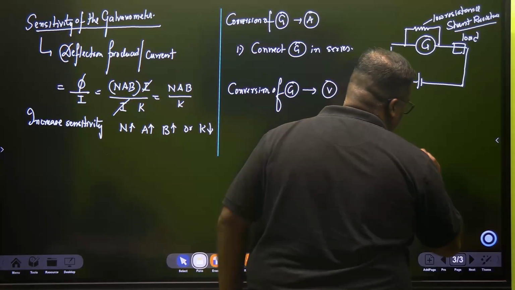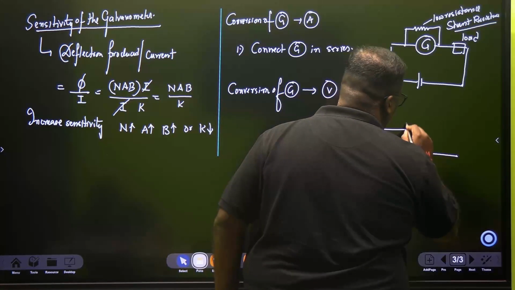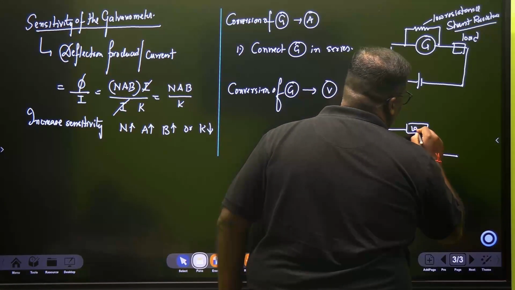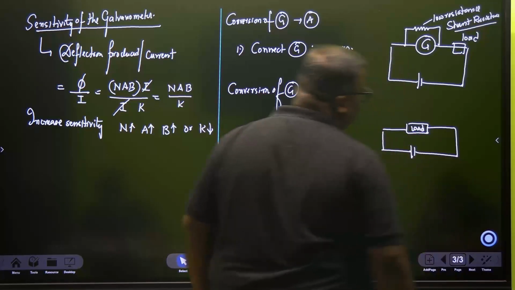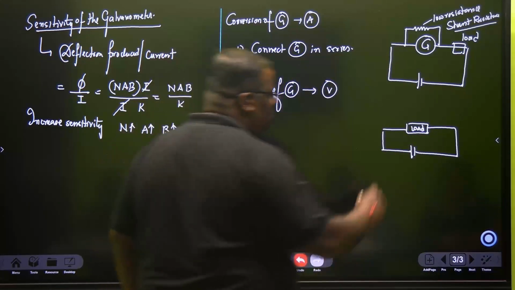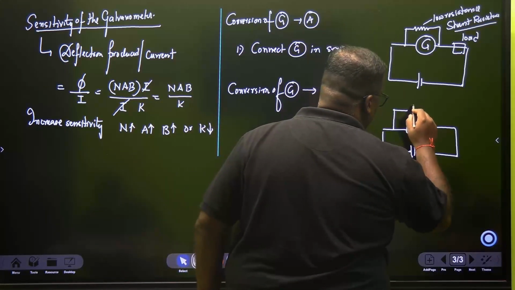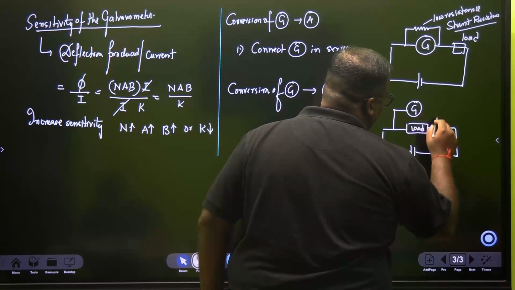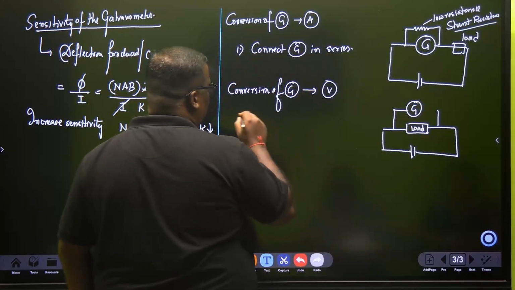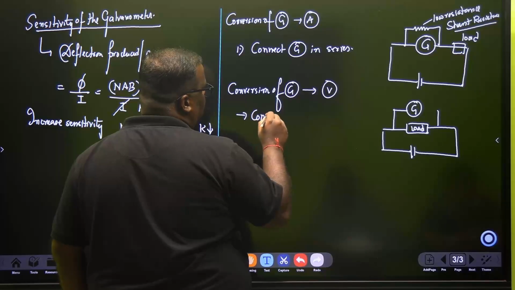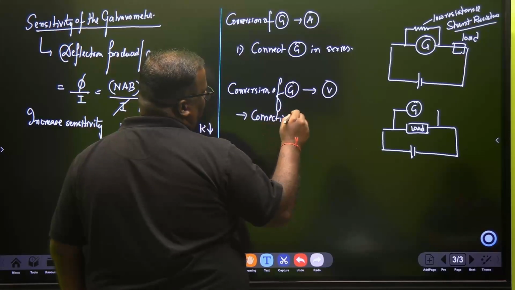Let's say this is my circuit and there is a load out here. This is my load, and I want to find out what is the PD across the load. So voltmeter is always connected in parallel. Do you agree or not? Voltmeter is always connected in parallel. So the first job I will say is that connect in parallel.